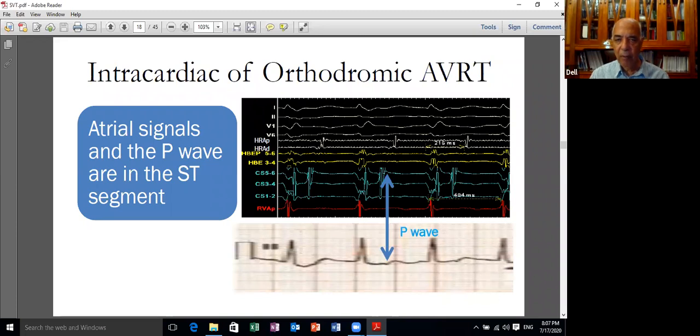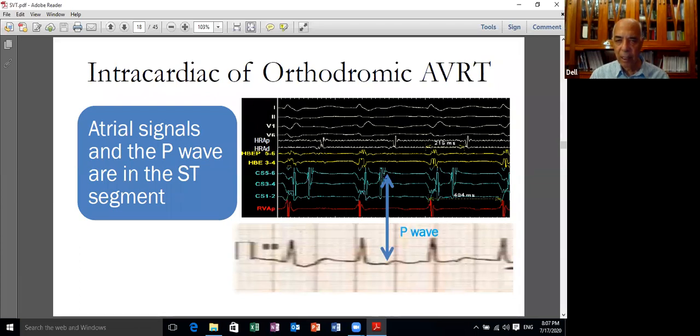Now, where in the accessory pathway? The earliest point of activating the atrium here is in the distal coronary sinus 1 and 2, which is distal coronary sinus opposite the lateral mitral ring. So this tells you that you are dealing with an intracardiac tracing of orthodromic AV re-entry tachycardia, and the location of the accessory pathway is in the lateral mitral ring.